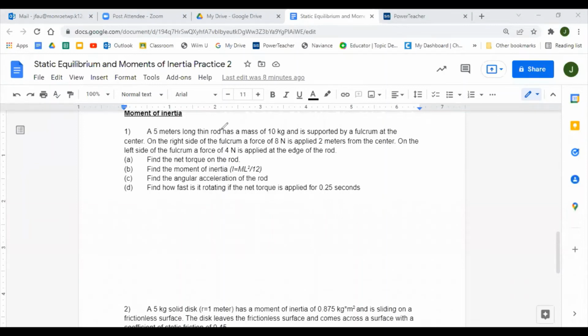A 5-meter thin long rod has a mass of 10 kilograms. It's supported by a fulcrum at the center. On the right side of the fulcrum, a force of 8 newtons is applied 2 meters from the center. On the left side of the fulcrum, a force of 4 newtons is applied at the edge of the rod. Find the net torque on the rod.